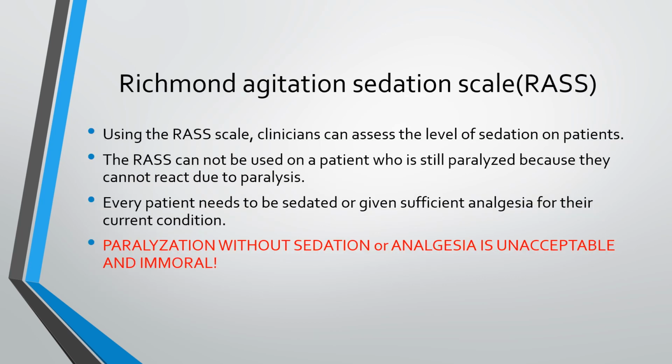So we're going to talk about the Richmond Agitation Sedation Scale. Briefly brought it up a little bit earlier. Using the RASS score, clinicians can assess the level of sedation on patients. Typically, this is done in the ER or ICU especially. A partner of mine, who now has her doctorate as a nurse practitioner and works at Spring Valley, did her doctoral project using this RASS scale and did a bunch of research trying to figure out how well we assess this in flight conditions.